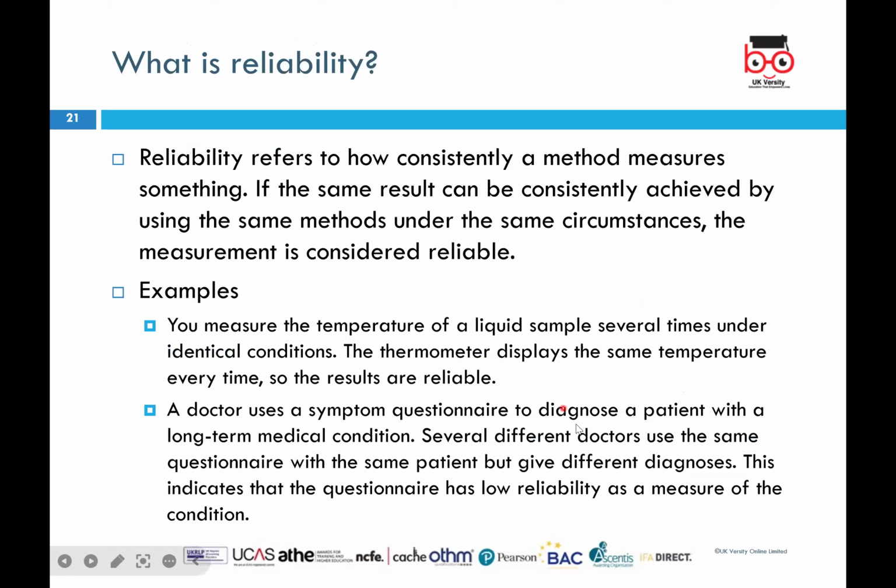A doctor uses a questionnaire with a patient with long-term medical conditions, for instance diabetes or lung cancer. Several different doctors use the same questionnaire with the same patient but have different diagnoses. This has low reliability, so this questionnaire will not be used. Even if you love the questionnaire, it's not going to be used. It's not going to work there.